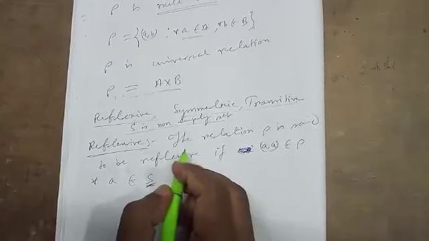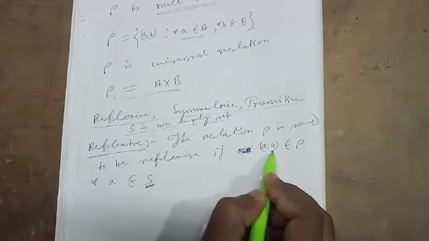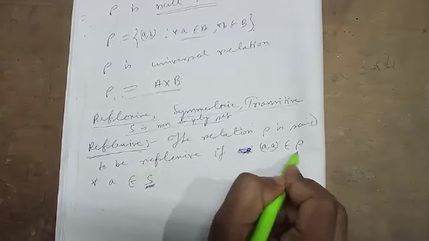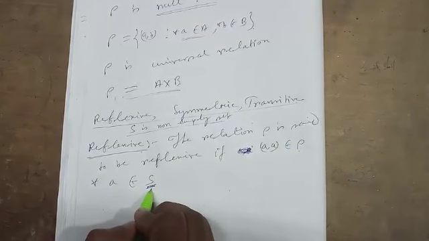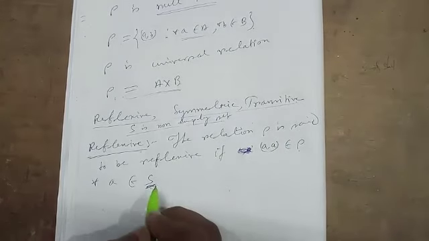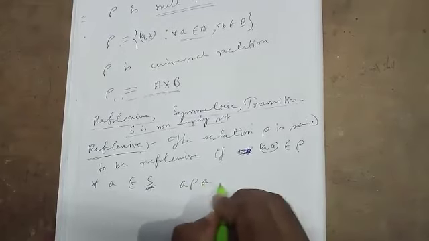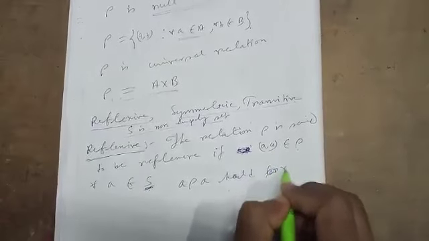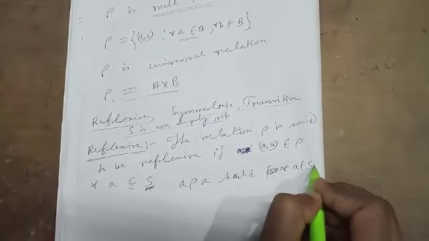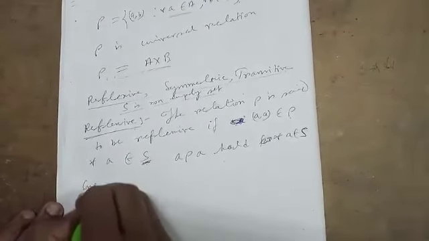What is reflexive? The relation rho is said to be reflexive if (a, a) belongs to rho for all a belongs to S, where S is a non-empty set. That means a rho a holds for all a belongs to S. Okay, let us take an example.